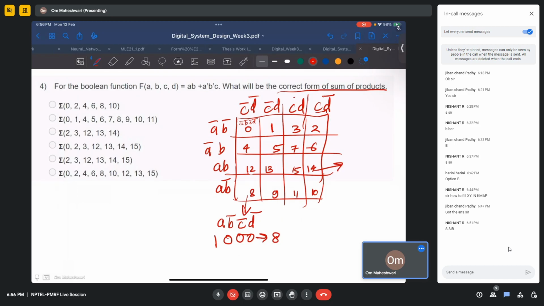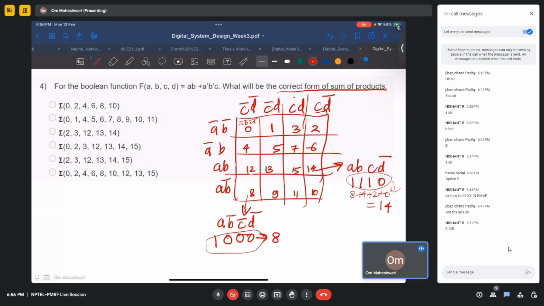This block, why is it 14? This is A, B, C, D bar, which is 1, 1, 1, 0, which is 8 plus 4 plus 2 plus 0, that is 14, right? This I am doing binary to decimal, right? We have done this in the past 2 classes many times.